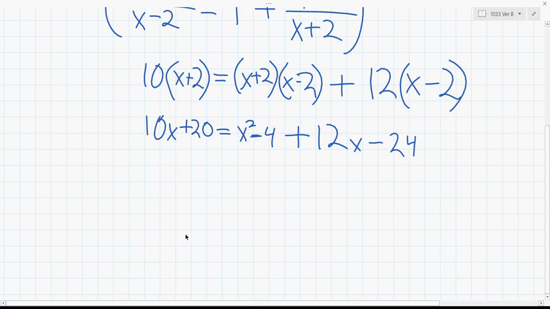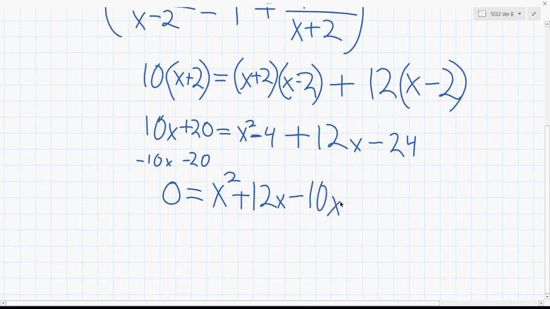So we're going to have to subtract 20 from both sides and subtract 10x from both sides. So that'll leave us with a 0 equaling x squared plus 12x minus 10x. Then we have minus 20 minus 24 minus 4.